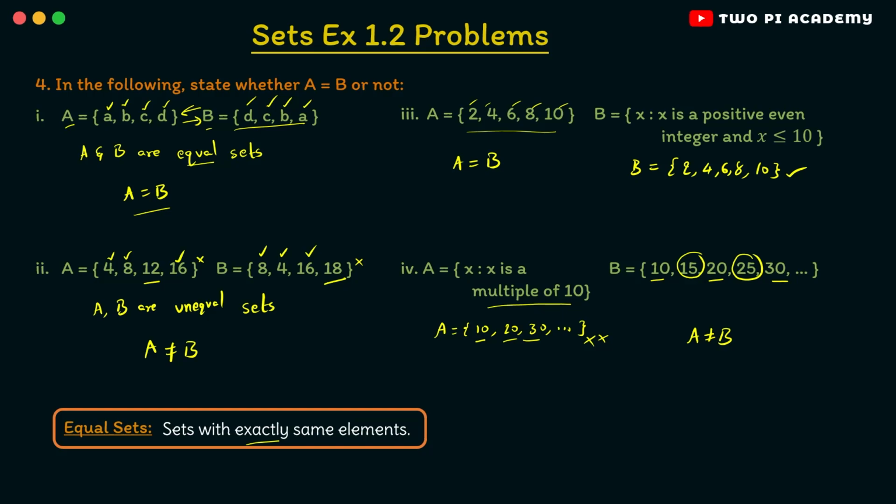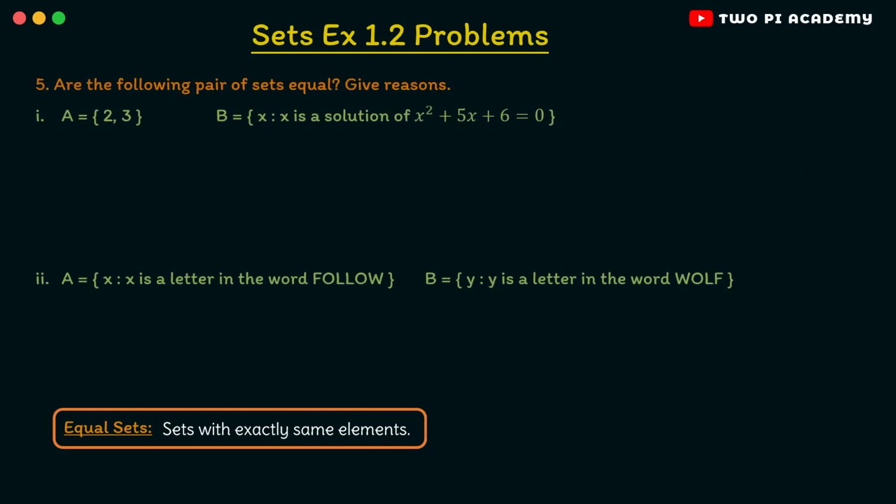Now let us move on to the fifth problem in this exercise. Are the following pair of sets equal? Give reasons. So this is also the same as the previous. It is related to equal sets, meaning sets which have exactly the same elements. But here we have to provide a specific reason.